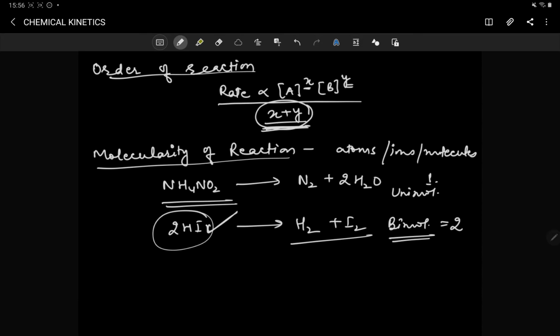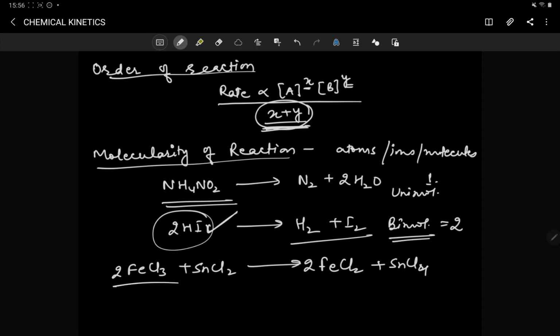Now another example: 2FeCl3 plus SnCl2 gives FeCl2 plus SnCl4. If we balance the reaction, it will become 2 here. Here you can see that 2 molecules of FeCl3 and 1 of SnCl2 are involved in the reaction, colliding with each other to give us the final product. So the molecularity of the reaction becomes 2 plus 1. So it is a trimolecular reaction, and the molecularity of the reaction becomes 3.